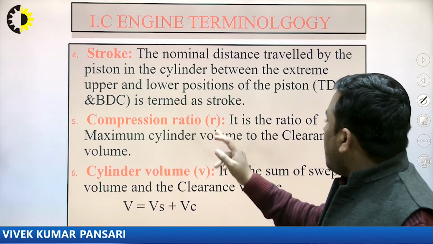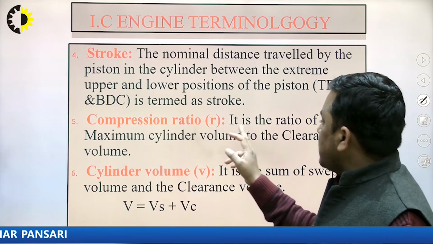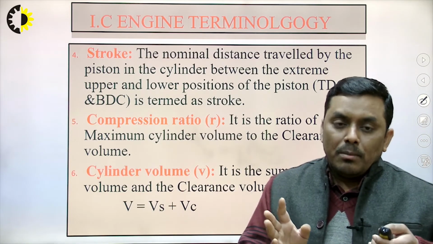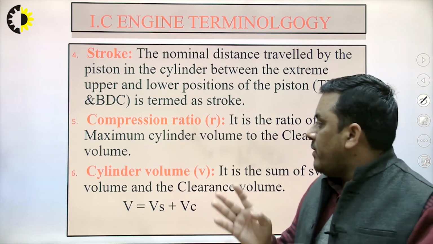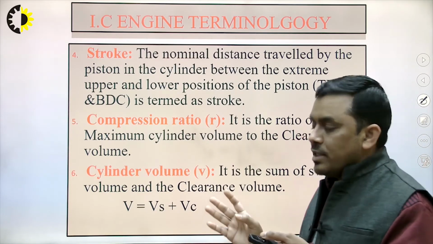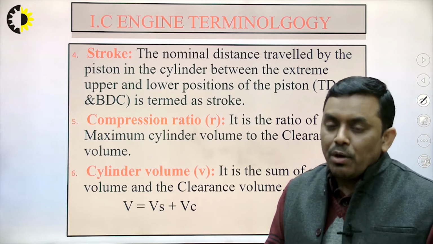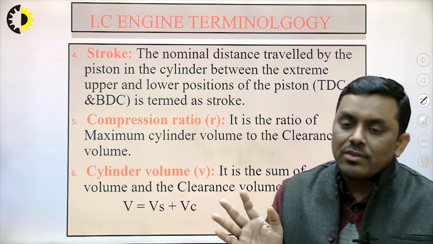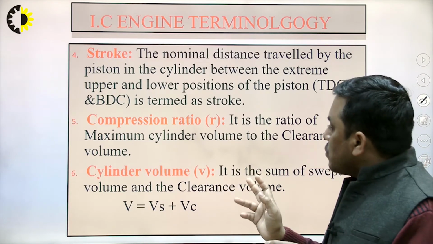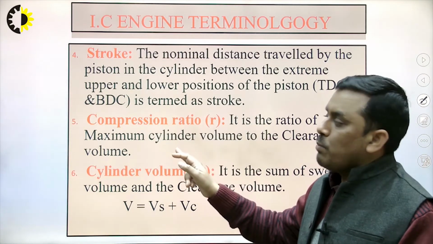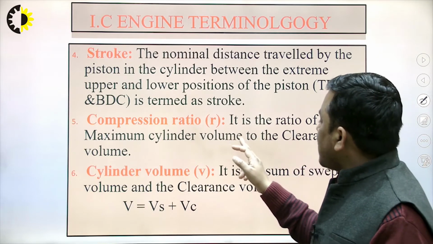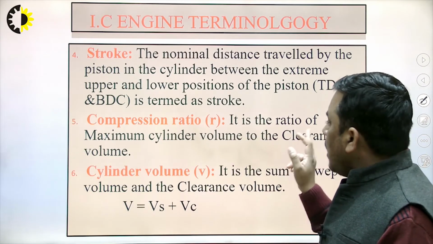What next? Compression ratio. It is the ratio of maximum cylinder volume to the clearance volume. Normally the mixture of air and fuel, or the air, enters the cylinder at atmospheric pressure. But at atmospheric pressure, it is not possible to make burning possible. So the air-fuel mixture has to be compressed. The maximum amount of compression which is possible is known as the compression ratio. So basically it is the ratio of maximum cylinder volume to the clearance volume.